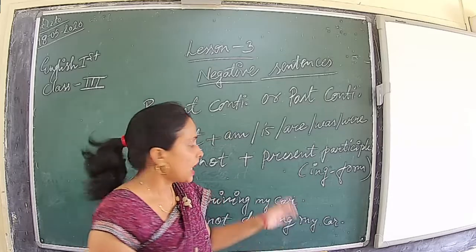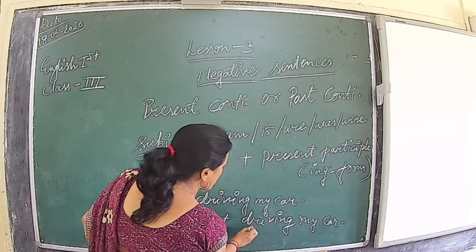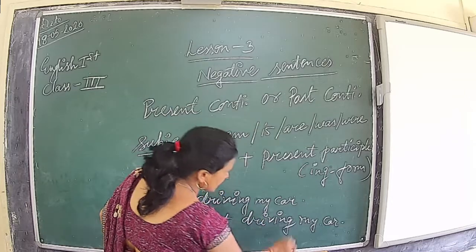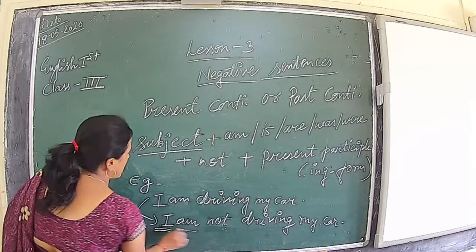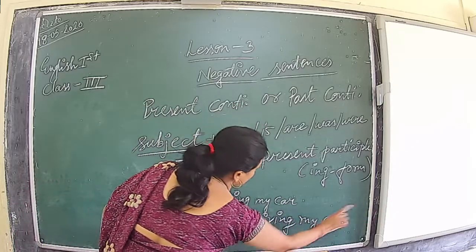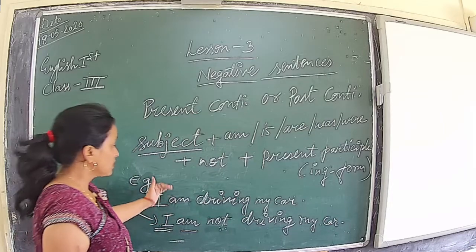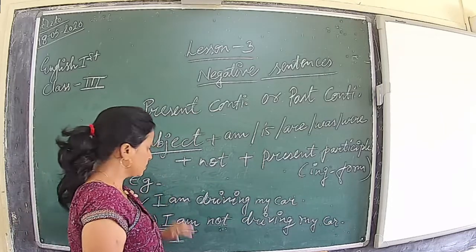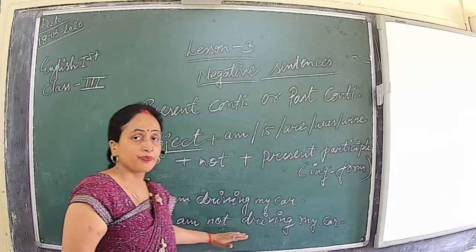What do we have to use? The ing form of the verb. So what is the ing form of the verb here? Here it is driving my car. Like this you have to change. I am not driving my car. So this is how we change a positive, affirmative sentence into a negative sentence.